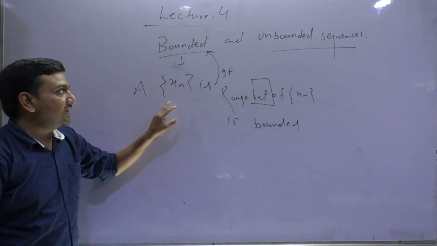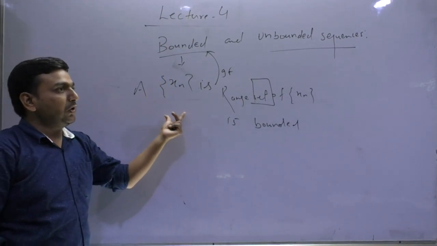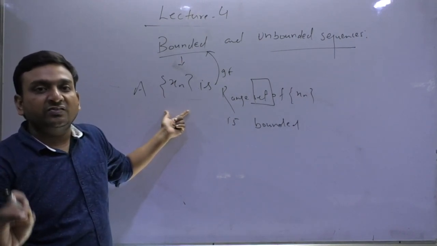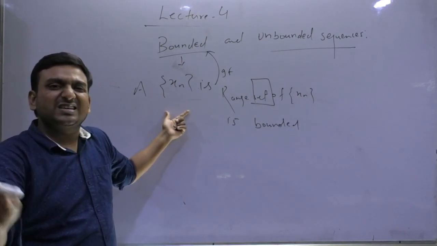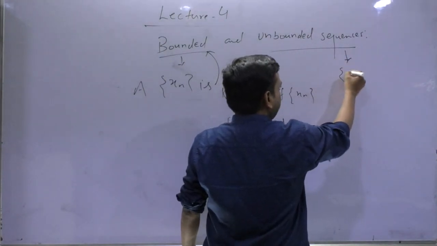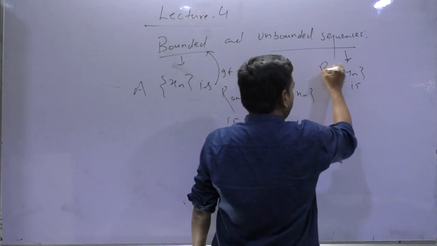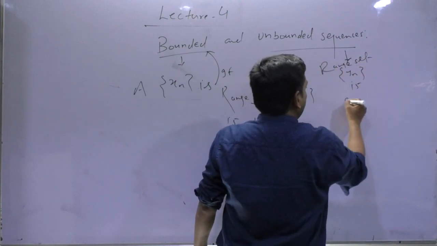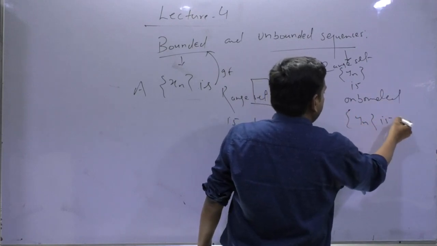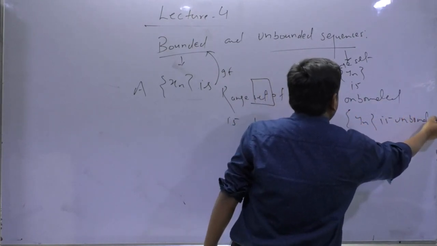So when I say boundedness of a sequence, it simply means the range set of that sequence is bounded. And if the range set of some sequence is unbounded, then we say the sequence xn is unbounded.